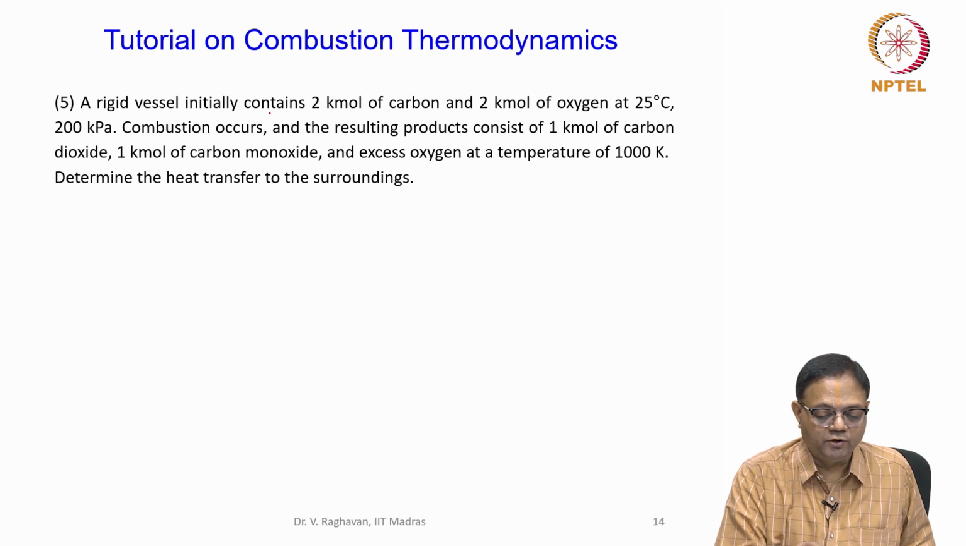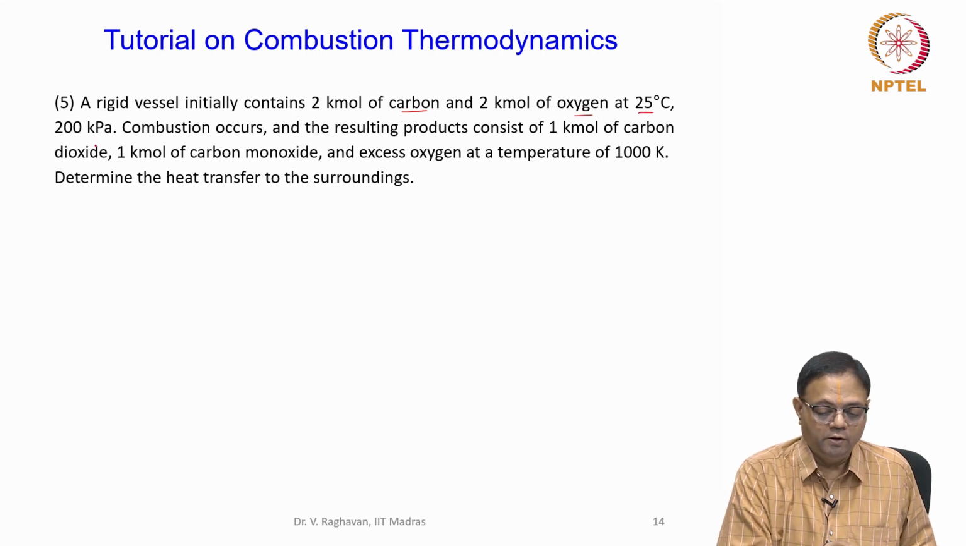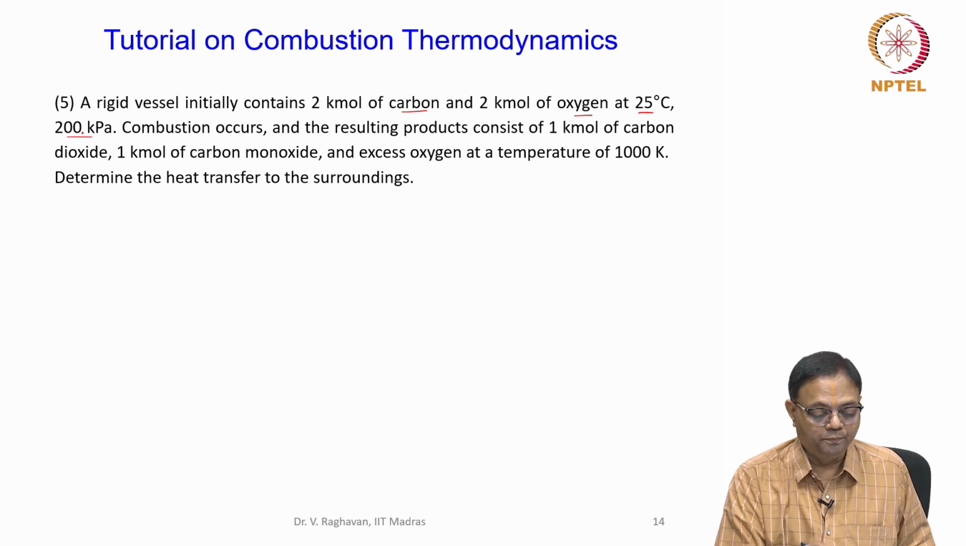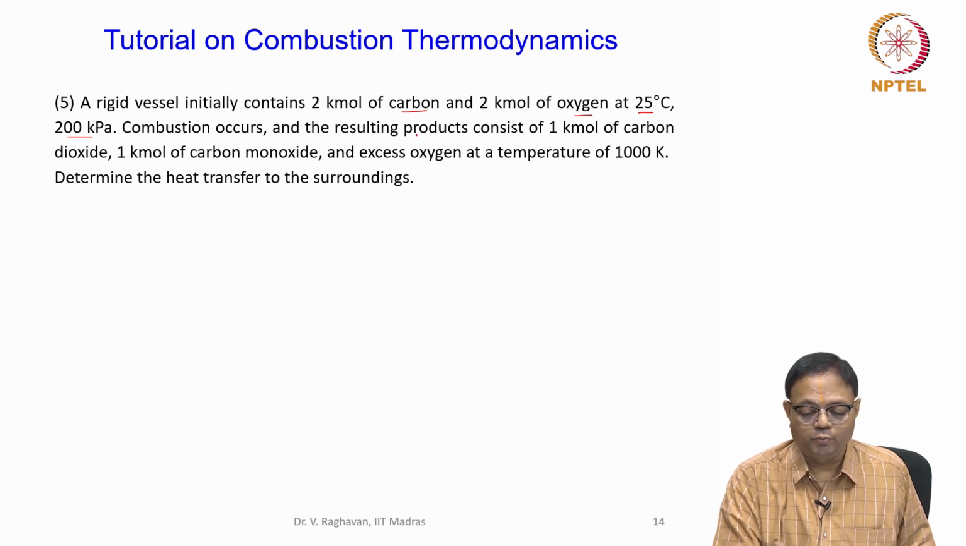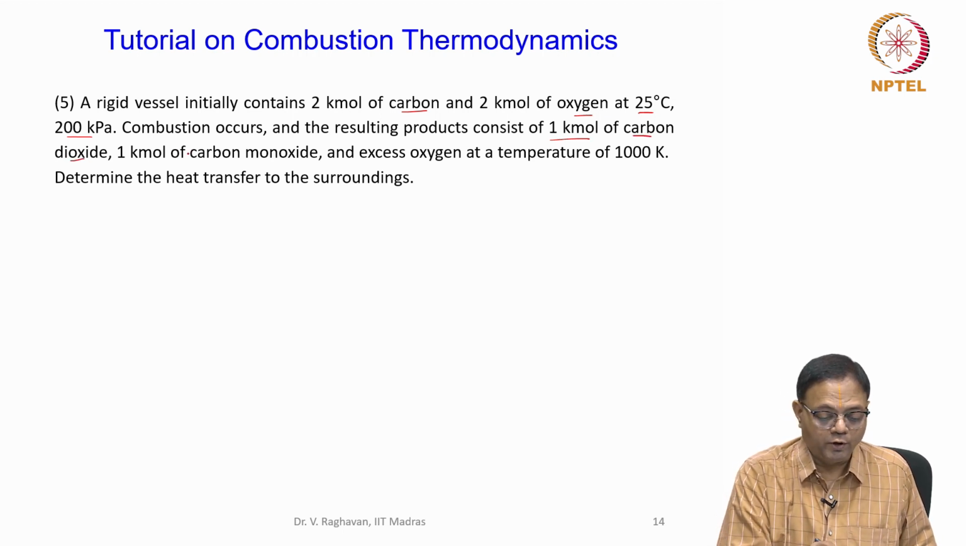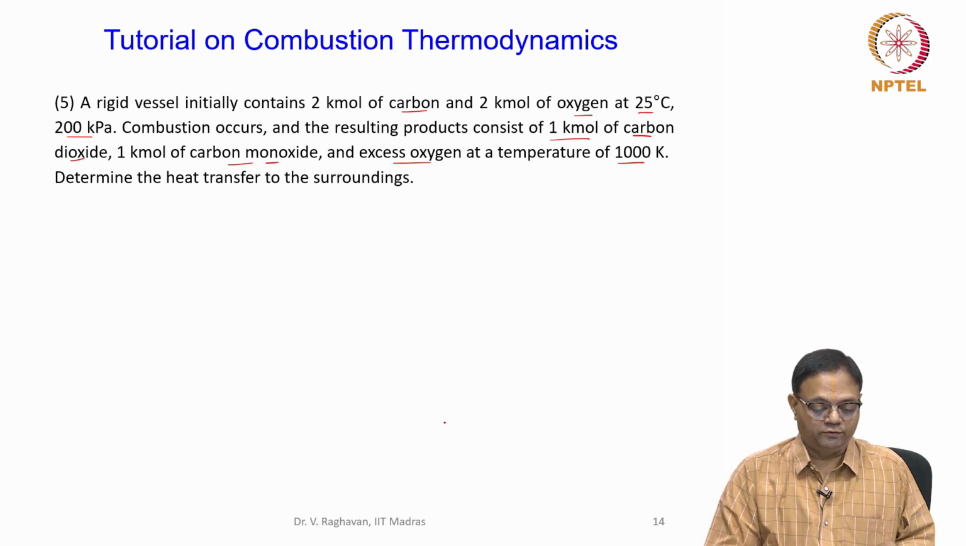A rigid vessel initially contains 2 kilomole of carbon and 2 kilomole of oxygen at 25 degrees. The carbon is in solid state. The pressure is 200 kilopascals. The combustion occurs when the ignition is onset, and the resulting products consist of 1 kilomole of carbon dioxide, 1 kilomole of carbon monoxide, and whatever be the excess oxygen that also remains in the product. The products leave at a temperature of 1000 Kelvin. Determine the heat transfer to the surroundings.